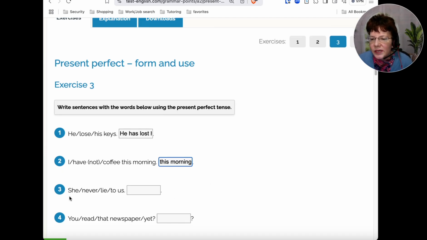Okay, number three. She never lie to us. Okay. So we have she, okay, has, and then never lied to us. All right. Great job on these exercises.